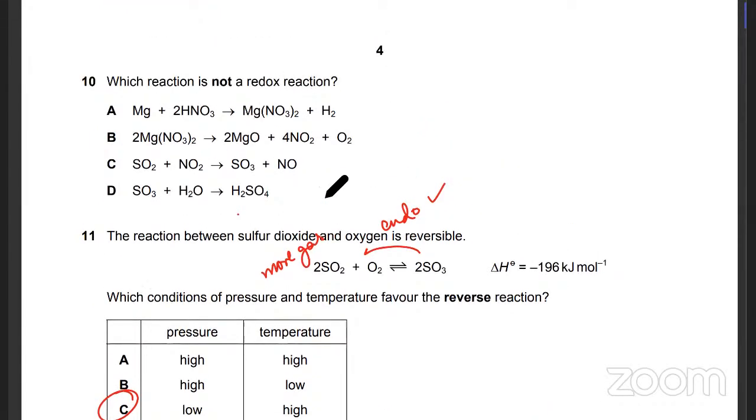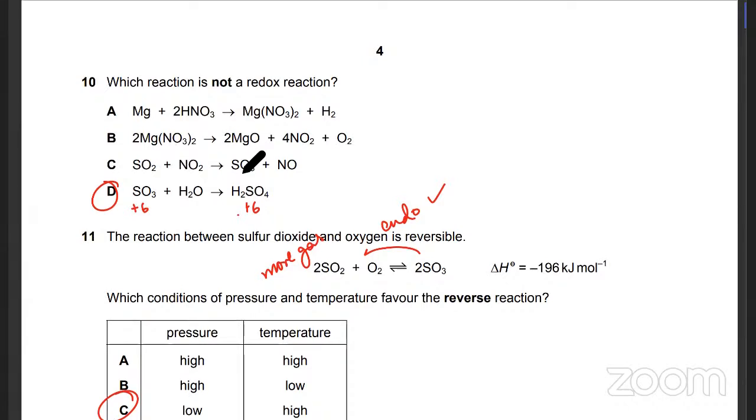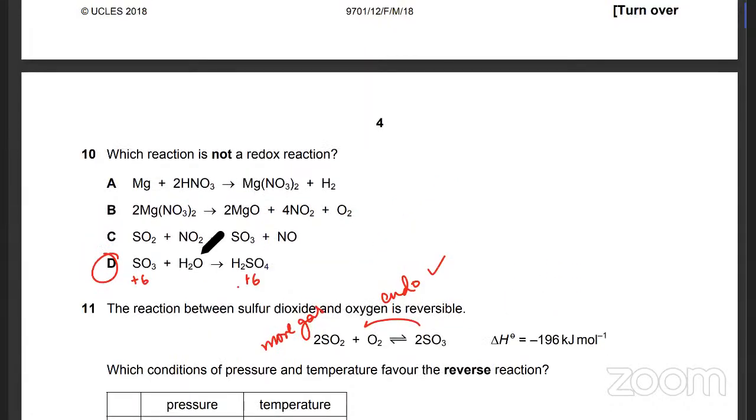Which one is not a redox? Is it D? It is D because it's +6. H2SO4 is also +6, so nothing happens there. In the first one, Mg is obviously changing from 0 to +2. Over here, you've got oxygen going to 0. Oxygen was -2, now it's 0 as an element. Sulfur is clearly getting oxidized over here. So they're all redox except for the last one.